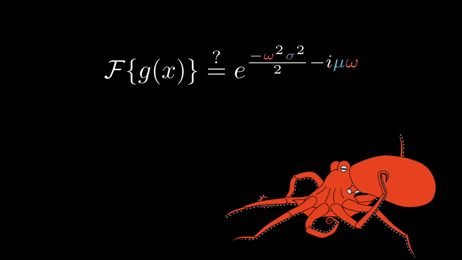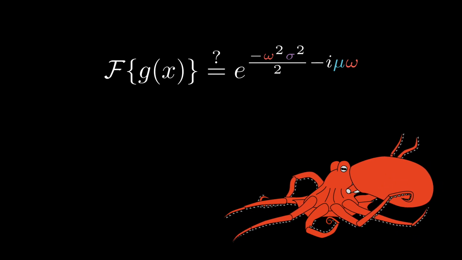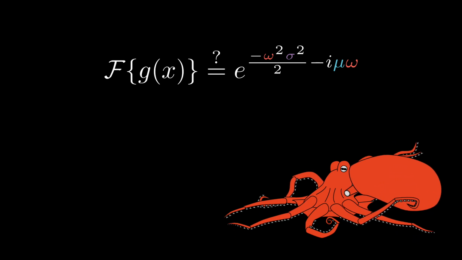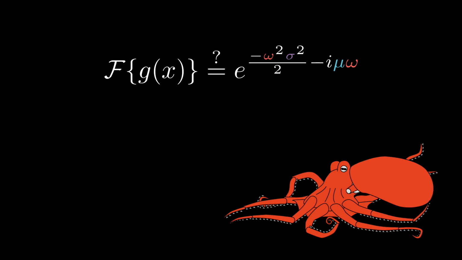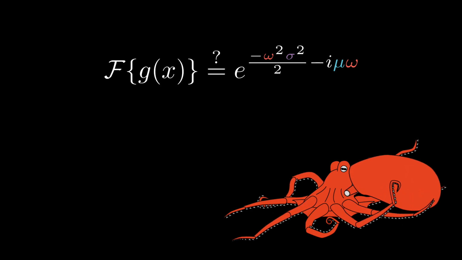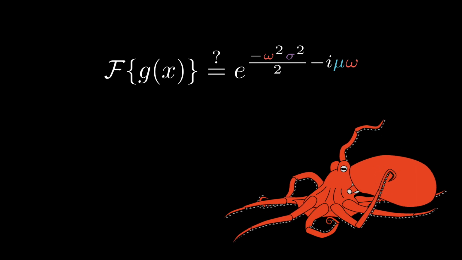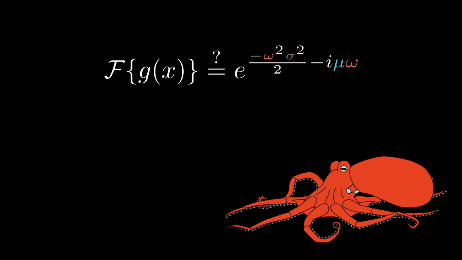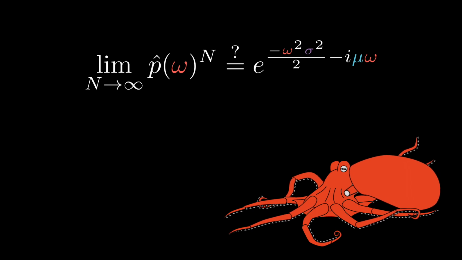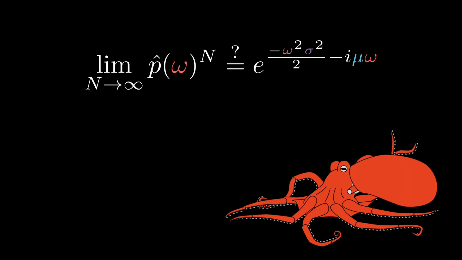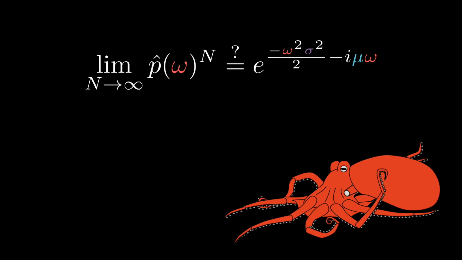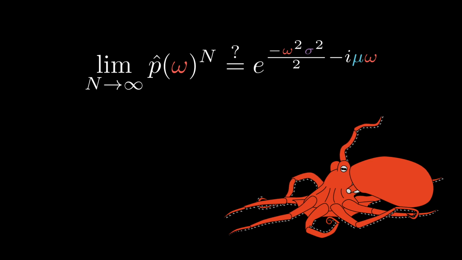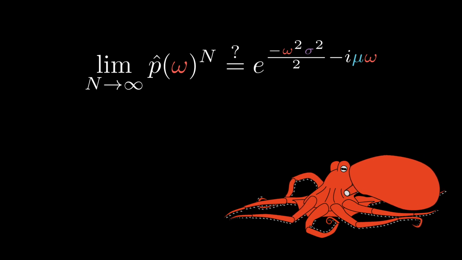So the Fourier transform gave us another exponential function. It still looks disgusting, but let's proceed. Our objective is to show that the Fourier transform of a Gaussian distribution equals the Fourier transform of our dice raised to the power n, as n goes to infinity. Now, it's not obvious that the two sides will be equal, but there is one thing they have in common. They both use exponents in some way.